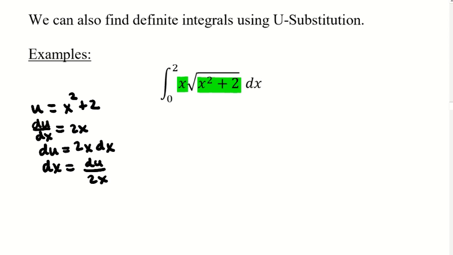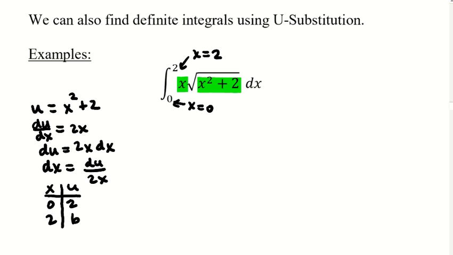Since I have x's as my bounds of integration, that should really say x equals 0 and x equals 2. I need to change this whole integral into terms of u. So I'm going to make a little table of values, x and u. My x values I'm interested in are 0 and 2. And we get u from x by squaring x and then adding 2. So 0 squared plus 2 is 2. 2 squared plus 2 is 6.